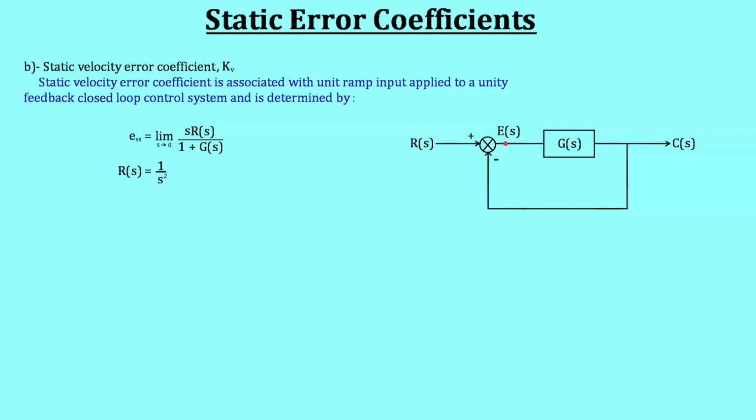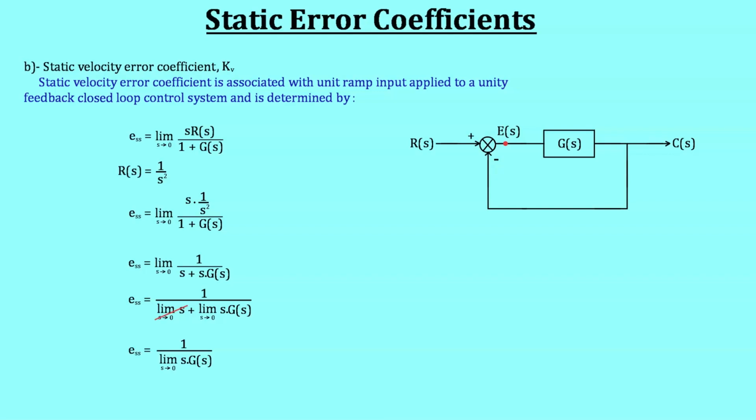This coefficient is particularly associated with unit ramp input and can be defined in the same manner as we have defined the static positional error coefficient. Here, the Laplace transform of the input variable R(s) is equal to 1 upon s square, which is the Laplace transform of unit ramp input. First, we will put the value of this input signal in the formula of steady state error and then shift the limiting expression in the denominator. Also, the limiting value of s when s tends to 0 is 0 itself.